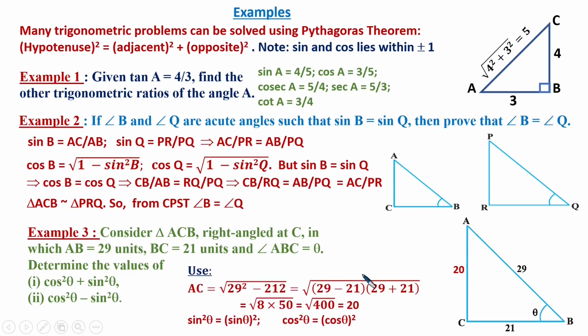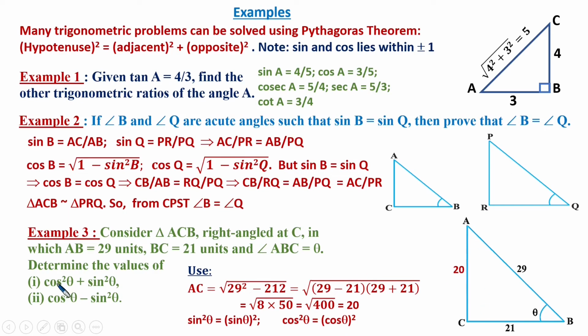So here we have to find this AC. AC is the hypotenuse 29 square minus 21 square. So I can write a square minus b square as a minus b into a plus b. So this is 29 minus 21, which is 8, and 29 plus 21 is 50, which is 400. So this distance is 20. And we know that sin square theta is (sin theta) square and cos square theta is (cos theta) square. So now we know this AC is equal to 20.